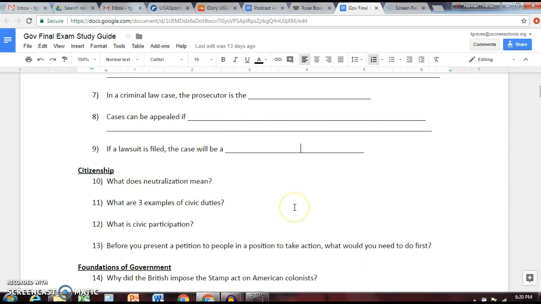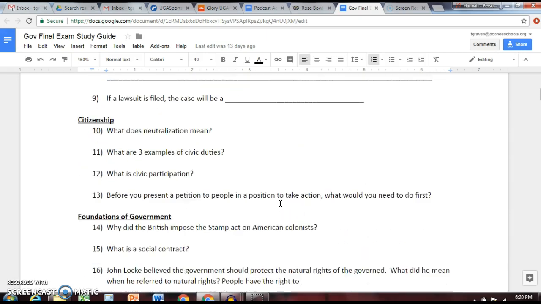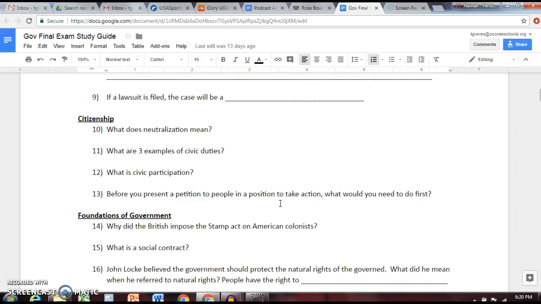All right, now let's go back to the beginning of the semester, to our lessons on citizenship, that unit. So number 10 here, what does naturalization mean? That means you're a person born in a foreign country and you go through the process to become a U.S.